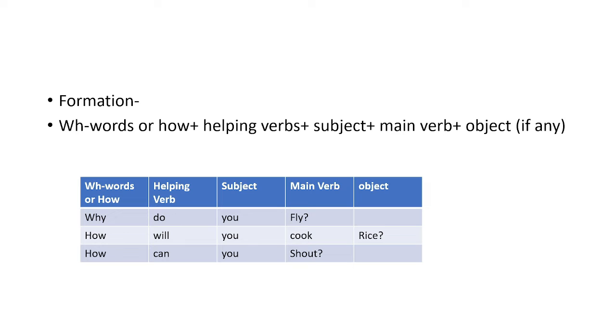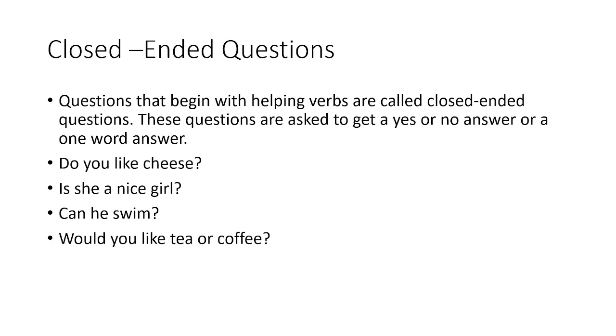Next question, how will you cook rice? Here the WH word is how, helping verb is will, subject is you, main verb is cook and object is rice. How can you shout? Again here how is the WH word, can is a helping verb that is a modal, subject is you and main verb is shout. So you have to break up these questions and write them down in a chart. I'm just mentioning those questions. You have to break them up into the chart like this: how will you adjust, and when does he leave the country? These are the two questions you have to break up and write down in this column.